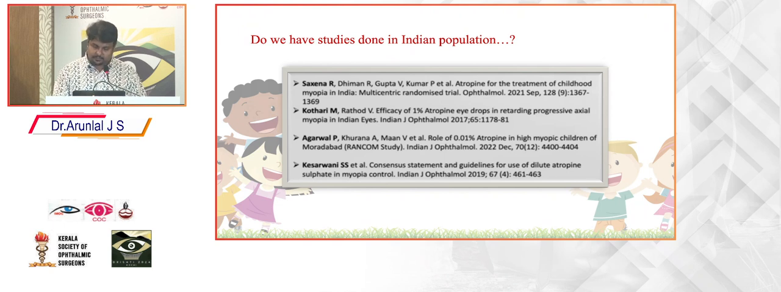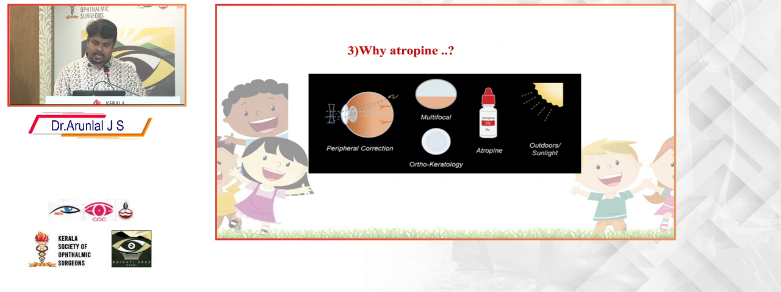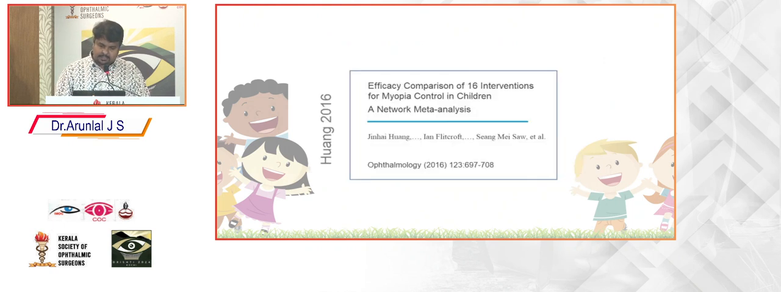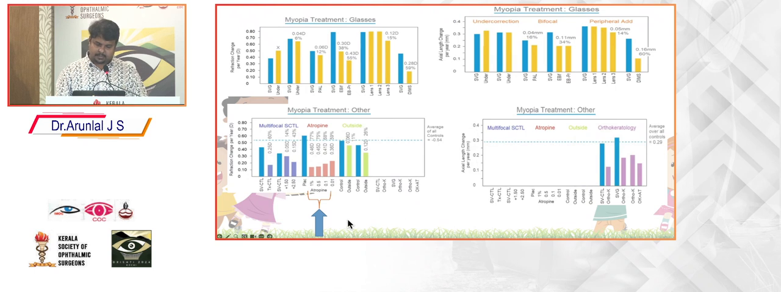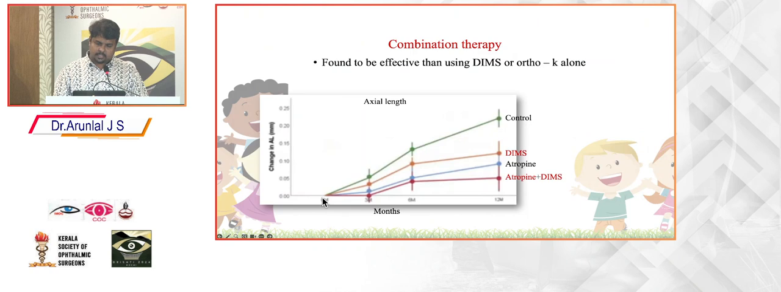Do we have Indian studies? Yes, we have. These are a few Indian studies. Then why is atropine preferred? In this meta-analysis of Huang et al. in 2016, they reviewed different treatment options for myopia. They compared 16 interventions in myopia, and the best effect, as seen in the figure, was with atropine. So, it can be compared favourably with other modalities of treatment also.